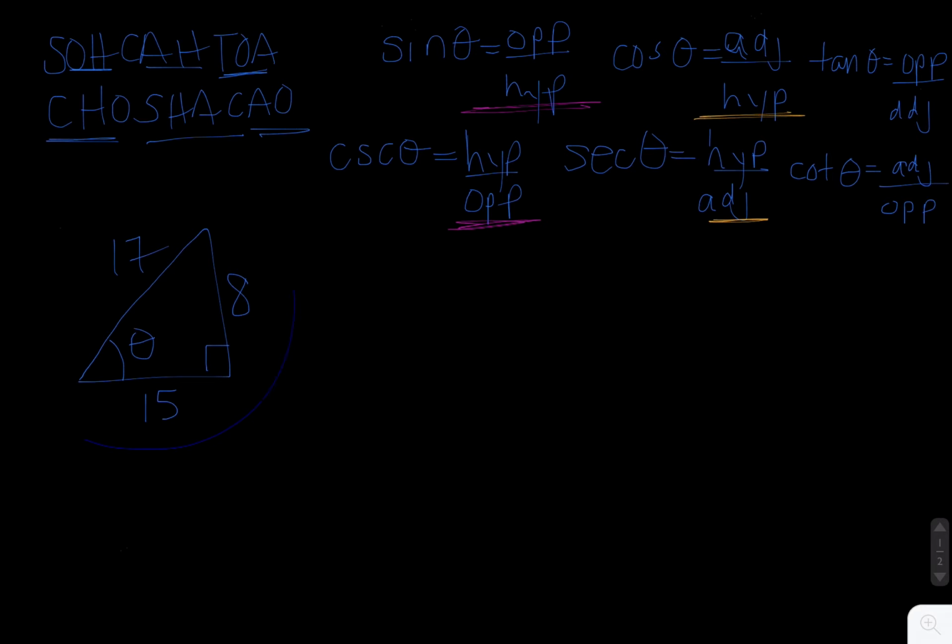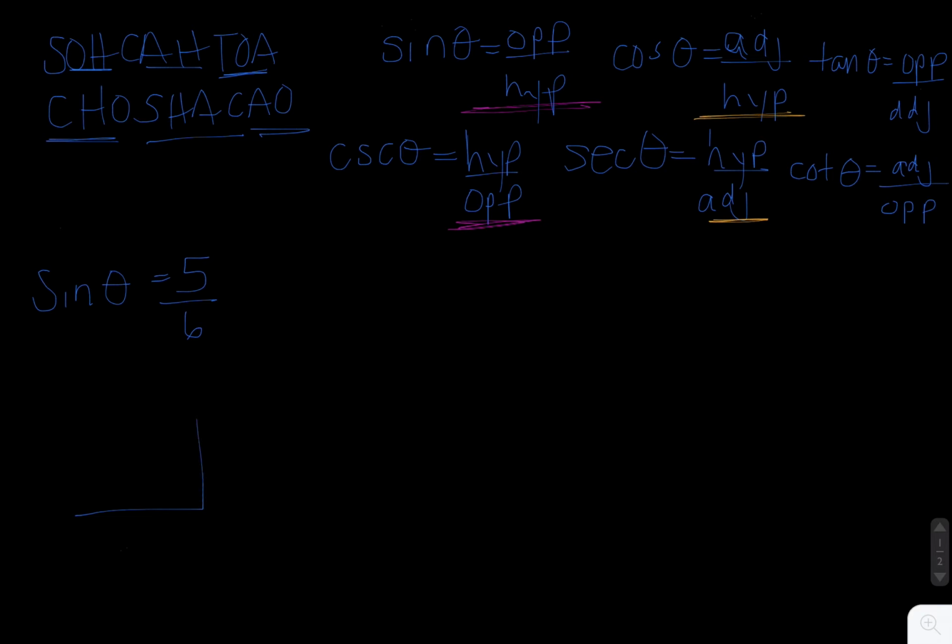This one's going to be a little different, but nonetheless, we can do it. Let's say we were given that sine of theta equals 5 over 6. And we were asked to find the remaining 5 trig functions. How would we do that?